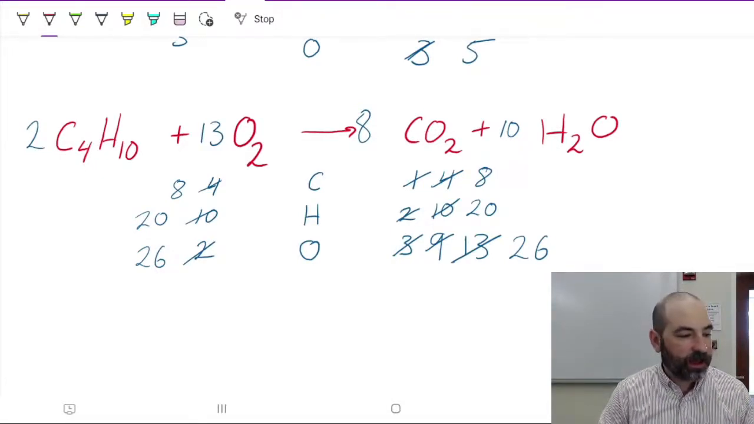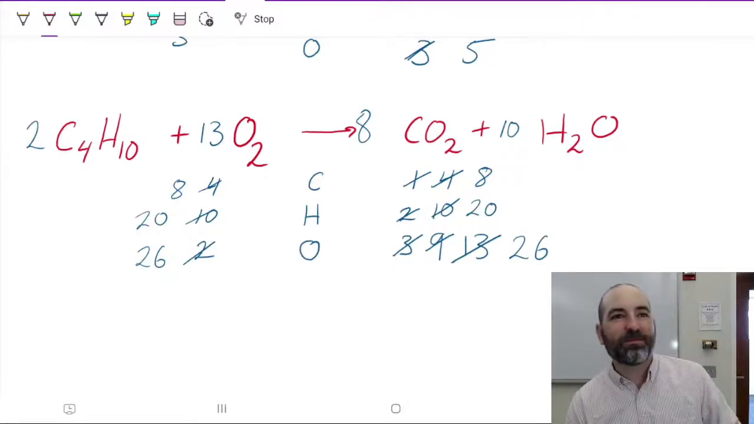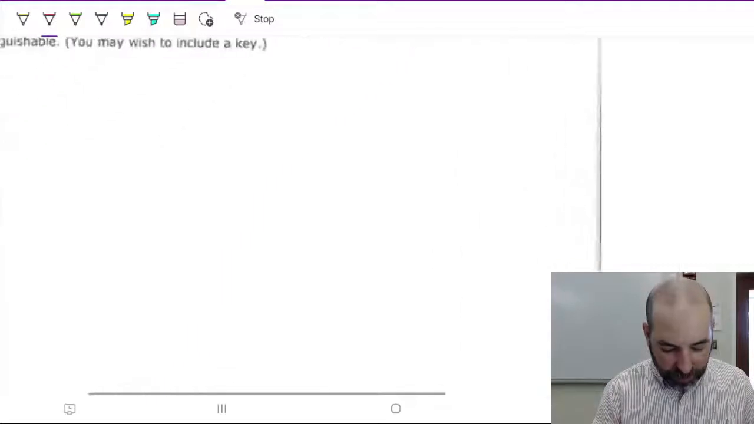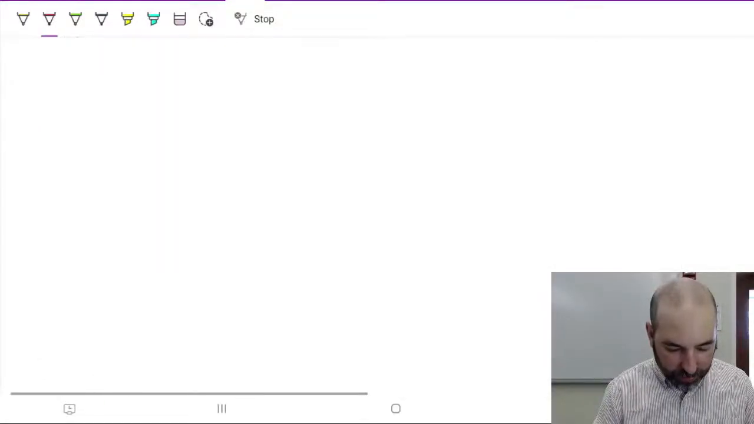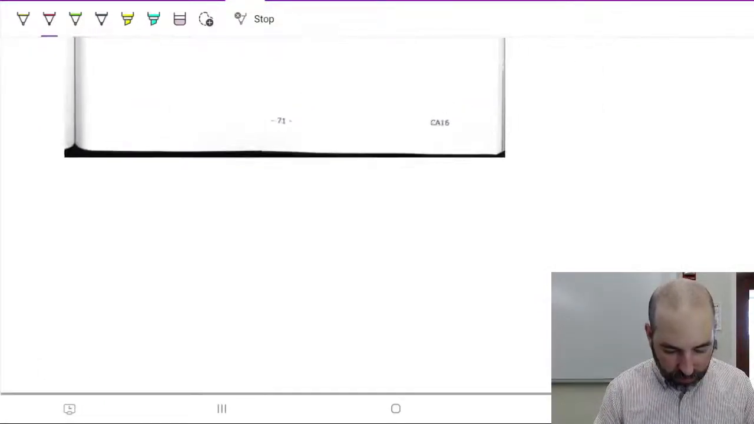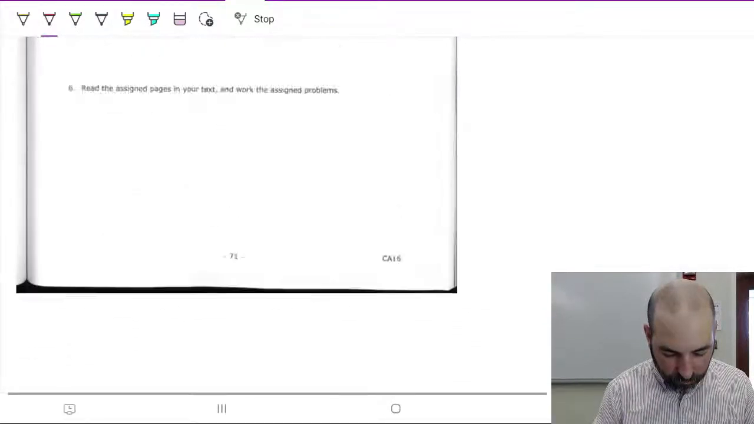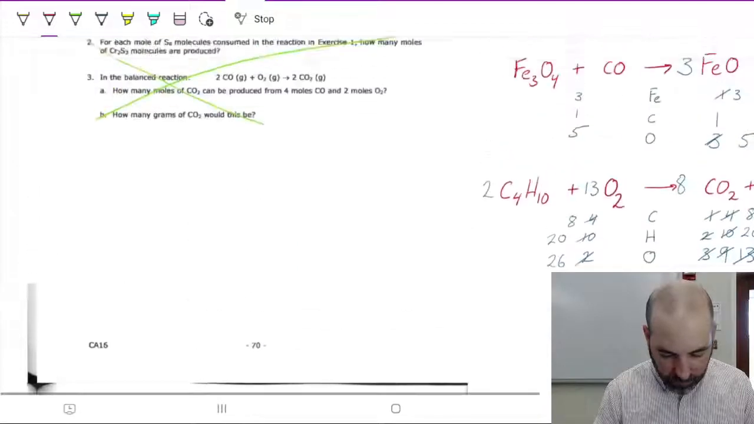The link I posted in the chat yesterday, I don't have right now, but I will post it in Teams as another way of checking yourself. It's kind of like an online chemical equations quiz, so once you feel comfortable with it, you can give that a try. As you're working through this document, please skip a couple things.